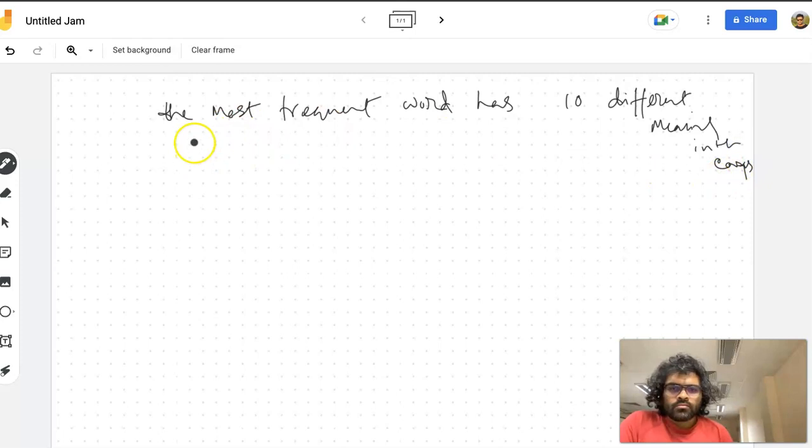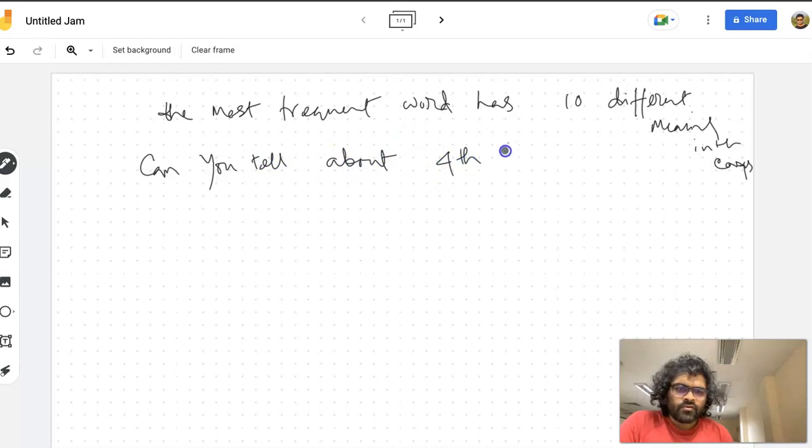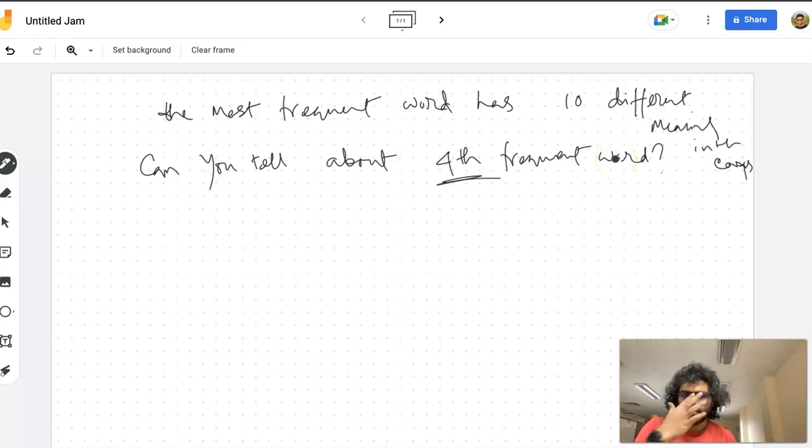Okay, now they're asking, can you tell about the fourth frequent word? So can you tell about the number of different meanings for the fourth frequent word? Now how can we go with this?